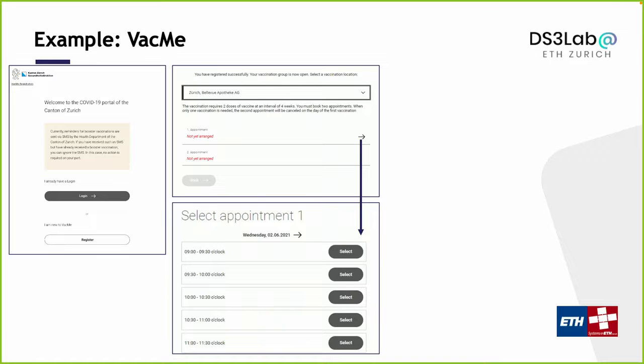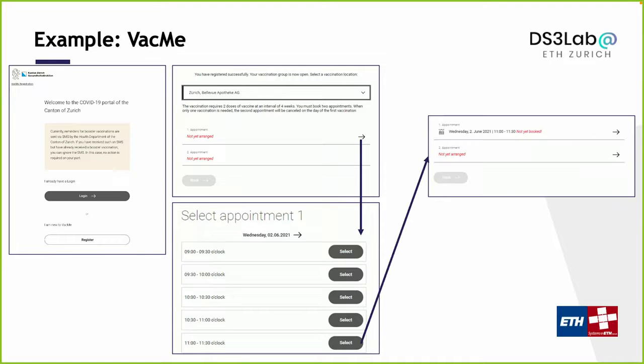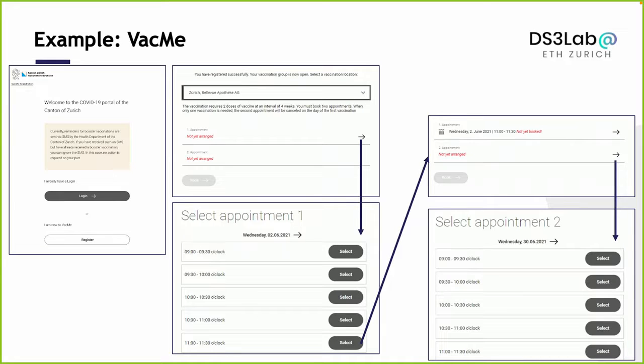You click this button, and it's going to show you all the available appointments in this clinic. You pick one of them, and it says you have now made an appointment for your first slot. Then you can make the appointment for your second slot. So let's think about this application and think about what we need if we want to build such an application.